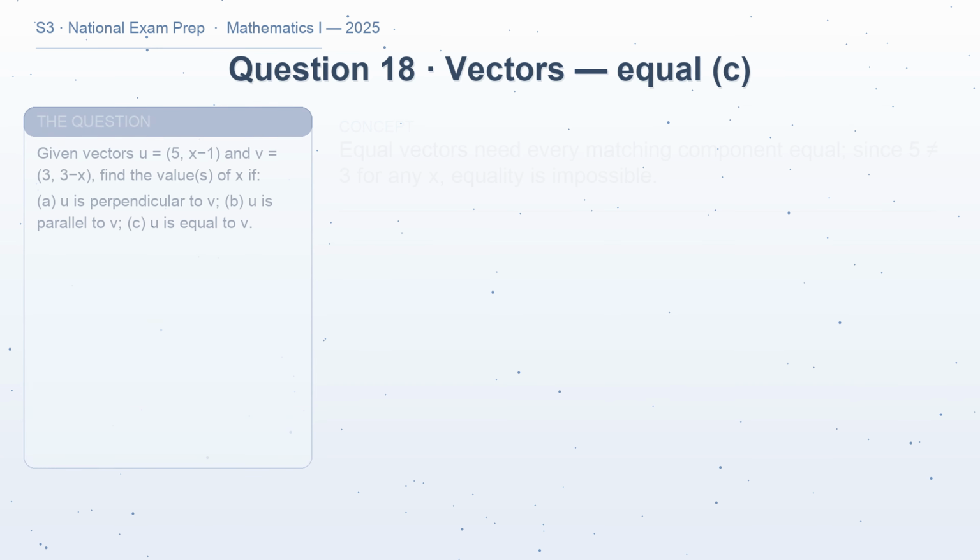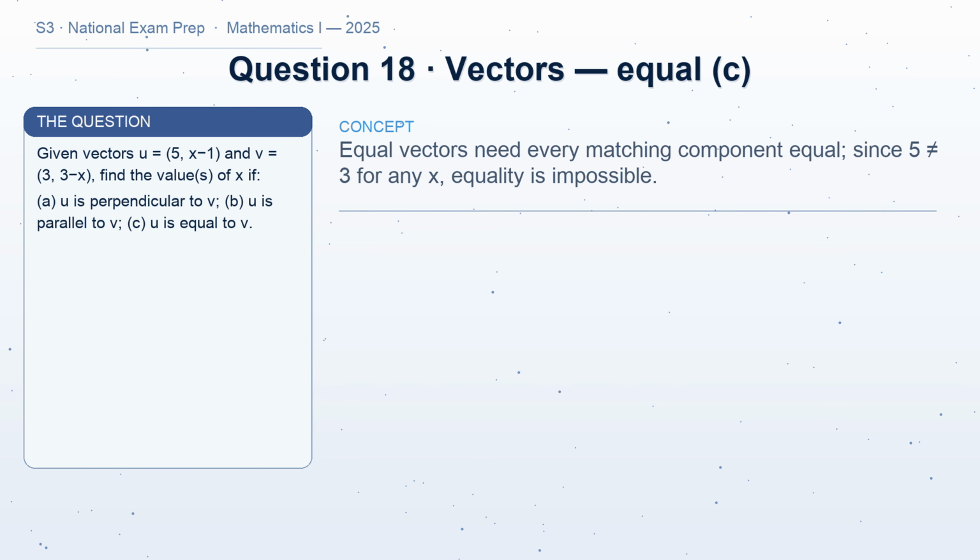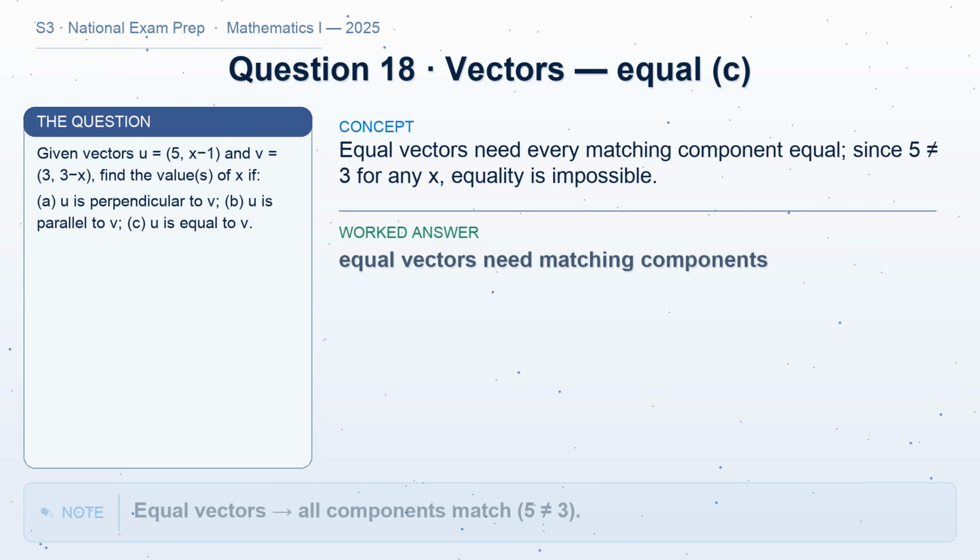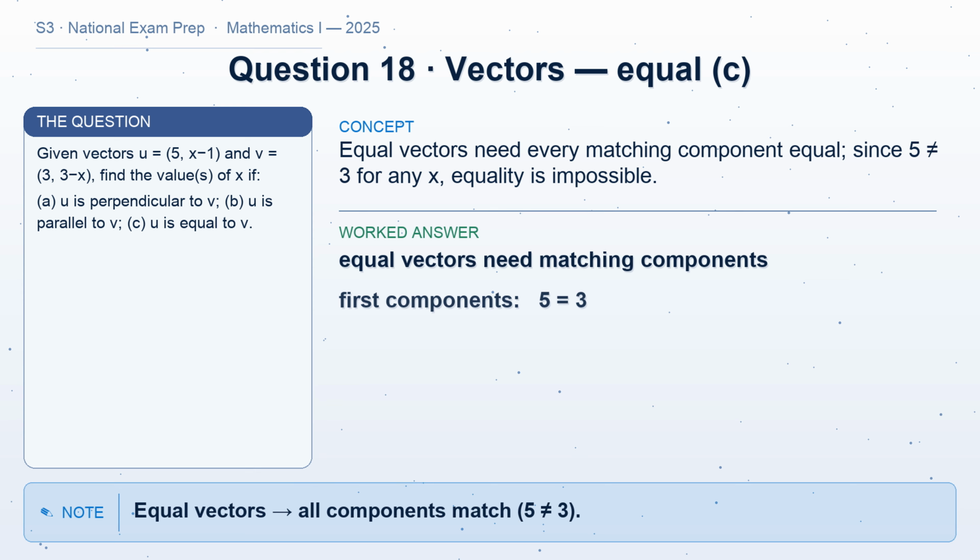Question 18, Part C. Now, for which value of x are the 2 vectors equal? 2 vectors are equal only when every matching component is equal. Compare the first components. 5 would have to equal 3. But 5 is never equal to 3, no matter what x is. So the second components do not even matter. There is no value of x for which the vectors are equal.